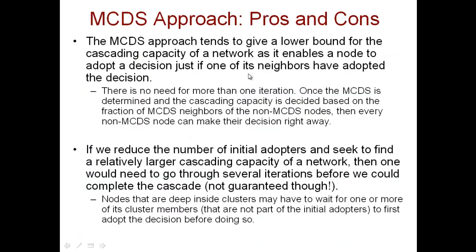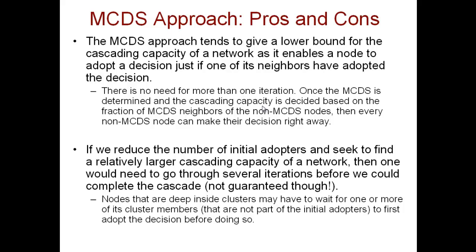So that is the kind of advantage for the information to just penetrate to the entire network. So there's no need for more than one iteration. Once you determine the MCDS, you determine the cascading capacities of the non-MCDS nodes, and then based on that you can determine the cascading capacity of the network.